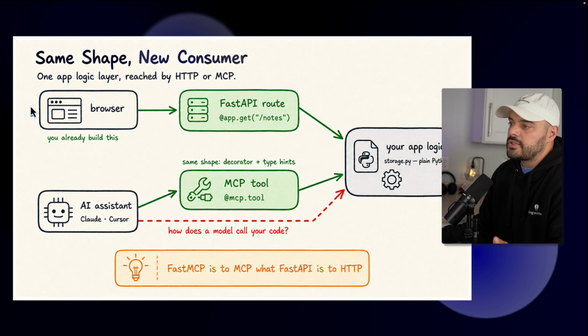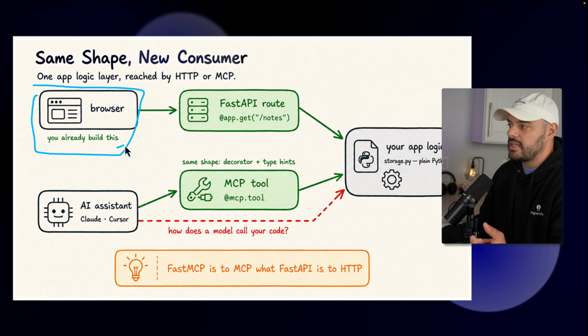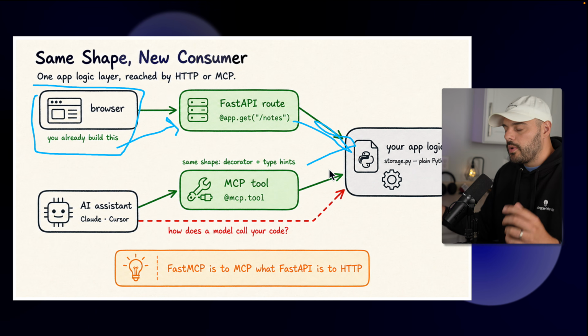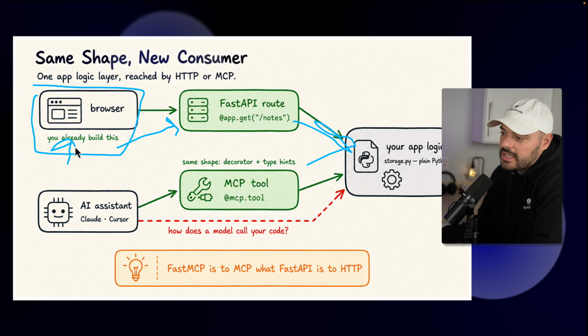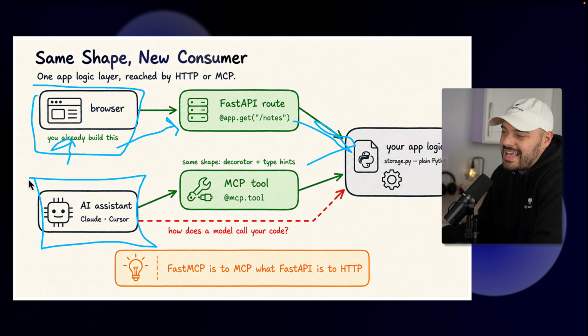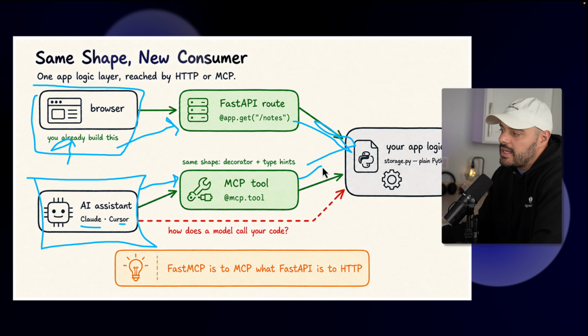With that, let's go ahead and jump into the first diagram, which is the difference between a browser and an AI agent. So we're probably used to a browser, right? Something we've already built, like an application that uses FastAPI, and then it goes to our API logic. Well, an MCP is different because instead of a human using a browser, it's an AI assistant. You can think of Claude, Cursor, ChatGPT. They're contacting our MCP tool, and then our MCP tool is doing this information.